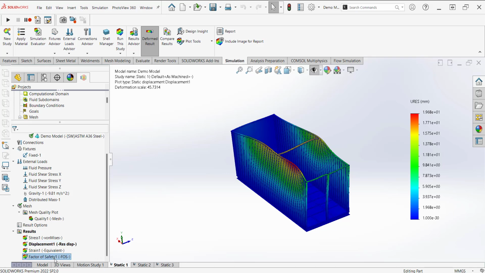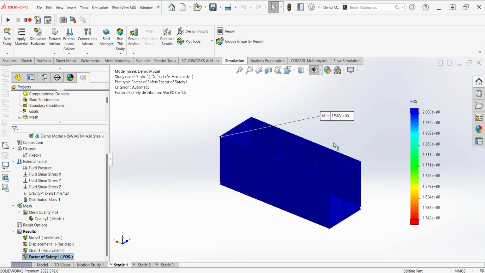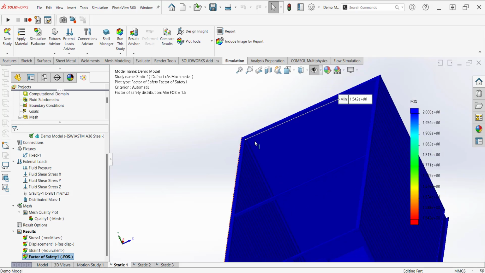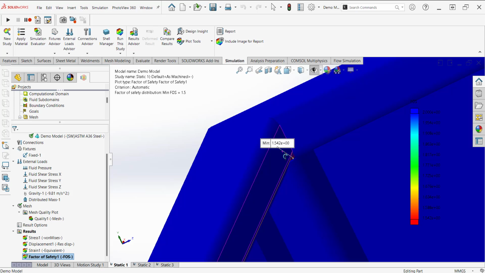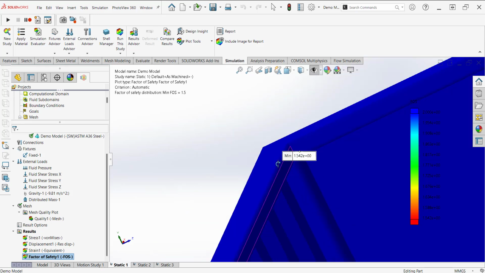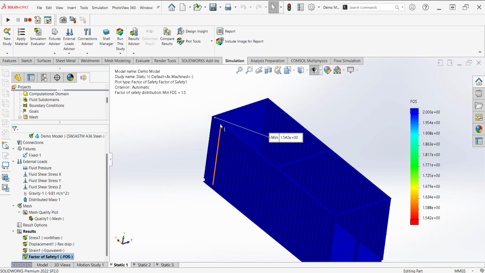Finally, move into the factor of safety plot. And the structure, the maximum factor of safety I have here is 2. It's more than 2, but the minimum one is 1.5, and this is our concern. So 1.5 is the minimum factor of safety, and it's only at this point here, which is a result of the nature of the finite element analysis, and it's just a stress concentration. Overall, the structure is safe, and this value doesn't really reflect the actual case.